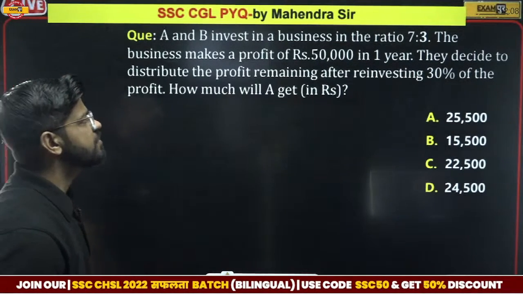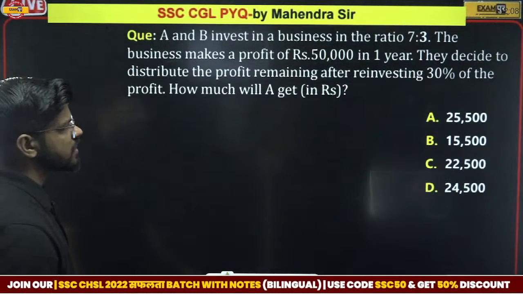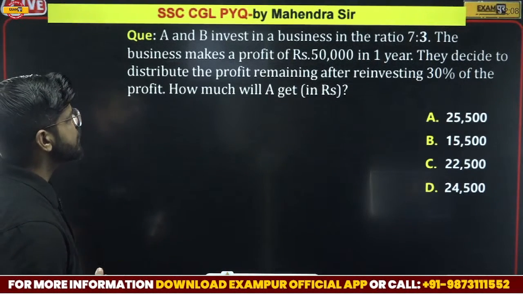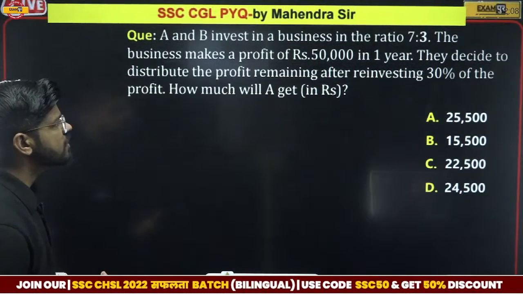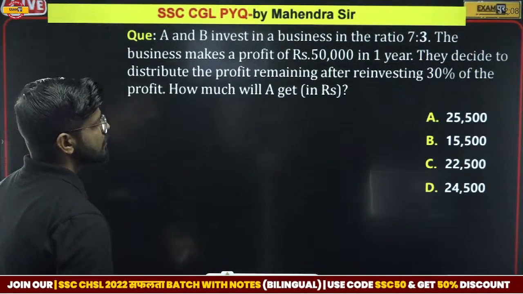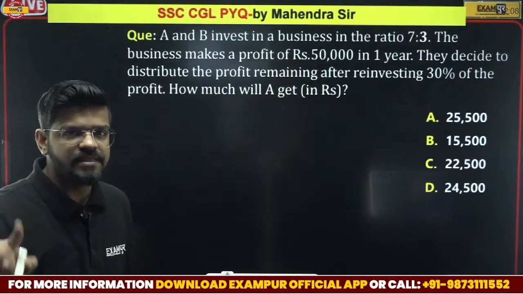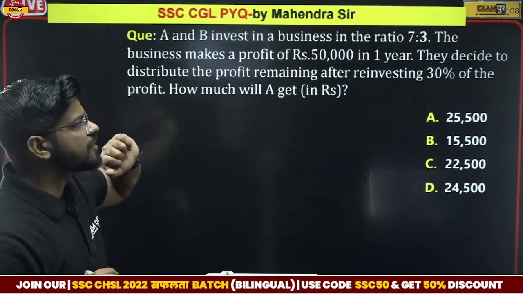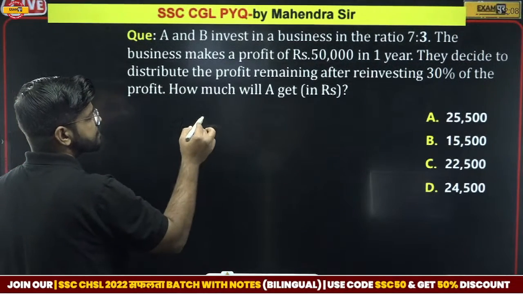A and B invest in a business in the ratio of 7:3. The business makes a profit of 50,000 in 1 year. They decided to distribute the profit remaining after reinvesting 30% of the profit. So only 30% is reinvested, that means they are getting 70% of the profit in the ratio. So how much will A get?